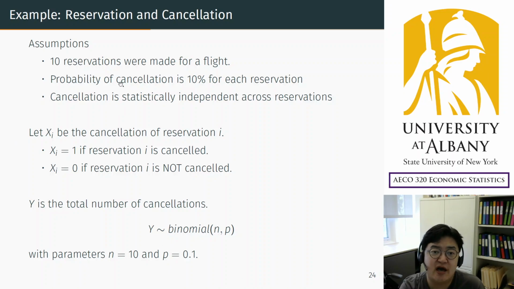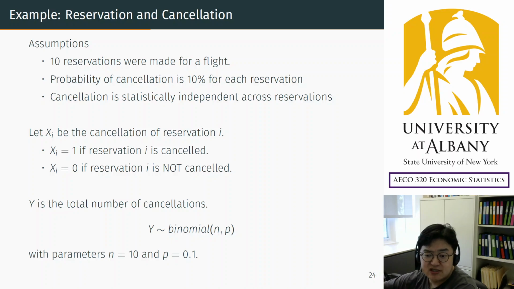We will assume that there are 10 reservations for a flight, or you can imagine a restaurant or a hotel. So 10 reservations are made, and each reservation may be canceled with 10% probability, right? I'll additionally assume that cancellation is statistically independent. So even if one passenger canceled his or her reservation, it has no effect on the other passengers, right?